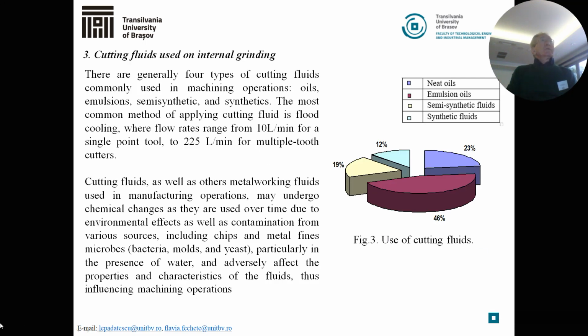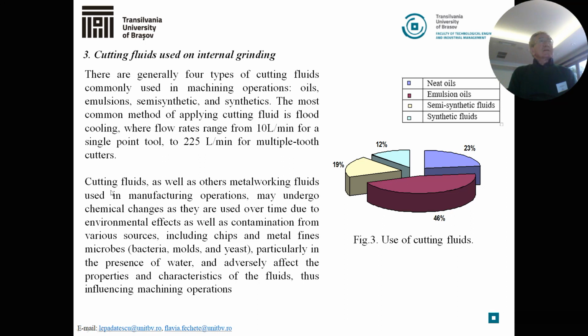Cutting fluid used in internal grinding. There are generally 4 types of cutting fluid, as you can see in this figure, commonly used in machining operations: oils, emulsions, semi-synthetics, and synthetics. The most common method of applying cutting fluid is flood cooling, where flow rate ranges from 10 liters per minute for a single point tool to 225 liters per minute for multiple tooth cutters.